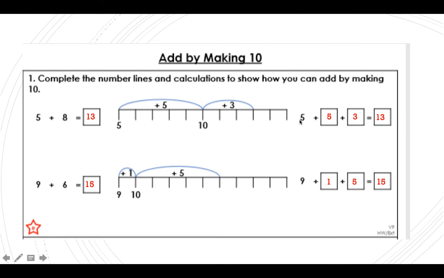So we need to add something to make 10. So 5 add 5 makes 10, okay? And then we've still got 3 more to add, which gets us to 13. So it's the same with the next one. Instead of just adding 9 add 6 straight away, we're going to add 1 to make 10. So then we're doing 10, add 5 more to work out the answer. Okay, so the answers are in red, so you can tick those off when you're finished.